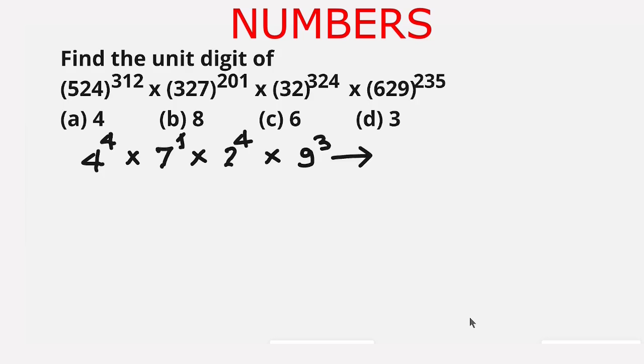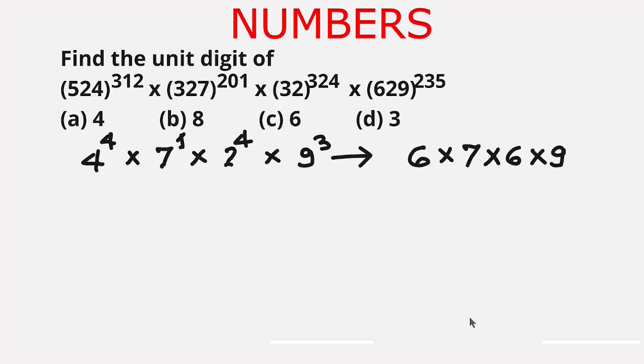4 to the power 4 is 256. So we write 6, the unit digit of 256. 7 to the power 1 is 7. Multiplied by 2 to the power 4 is 16. And ones place of 16 is 6, or unit digit of 16 is 6. So we write 6 multiplied by 9 to the power 3. And we know that 9 to the power 3 is 729, and ones place of 729 is 9.